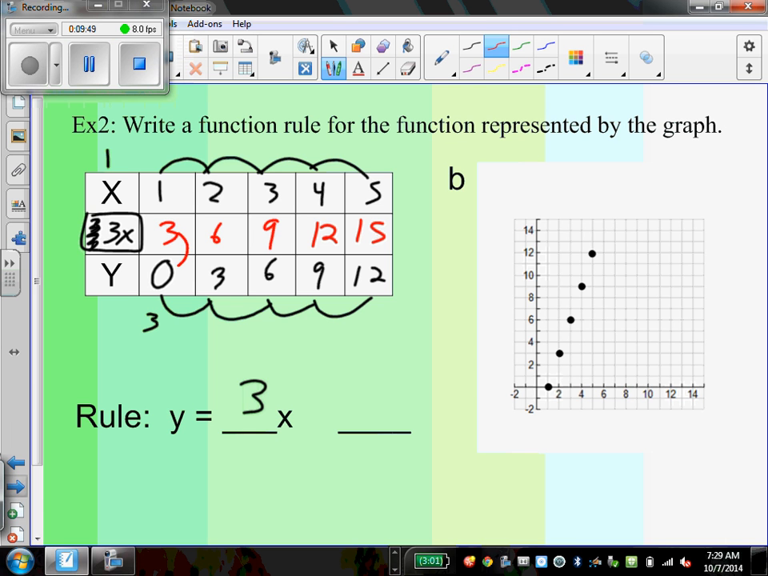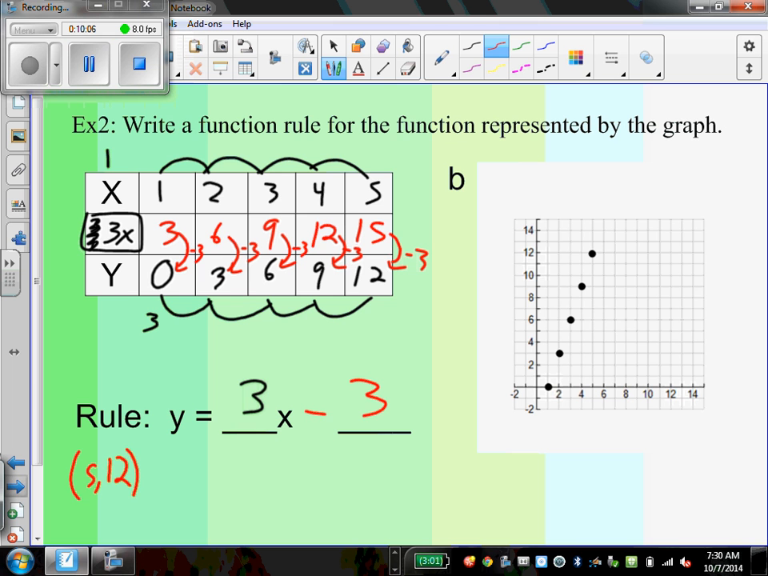Going from this middle row to the bottom, we can see that each of these numbers we're subtracting 3 from. And that finishes up the rule. -3. So 3x minus 3, we'll check using the last one as we're used to doing at this point.